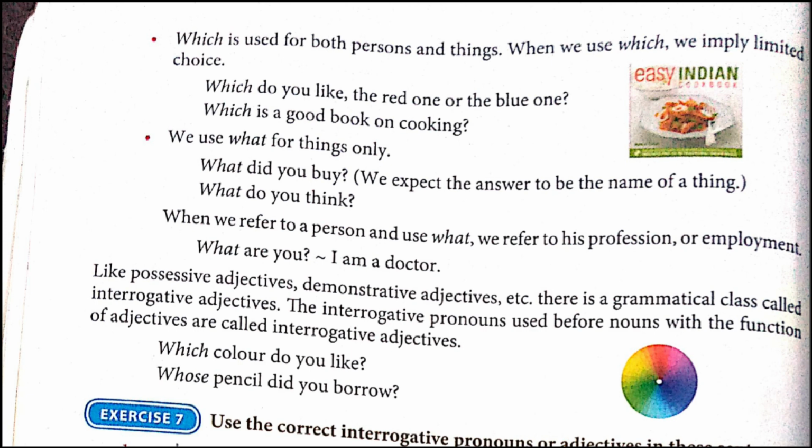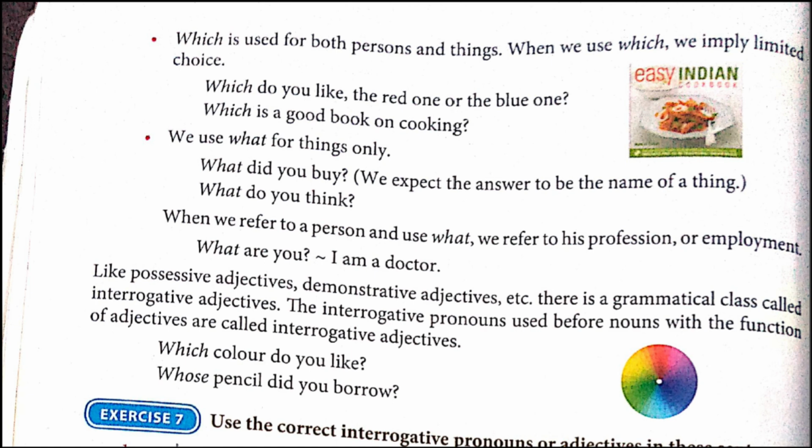Students, next rule is which is used for both persons and things. When we use which, we imply limited choice. Now how will it be in the exam? Dash do you like the red one or the blue one? So which do you like? You'll add which, because your options are given, red or blue one. Next question. Dash is a good book on cooking. So which is a good book on cooking.